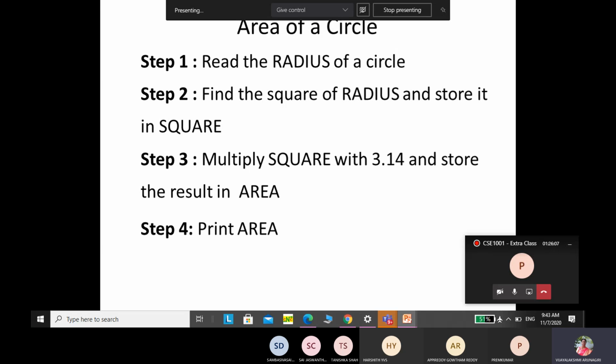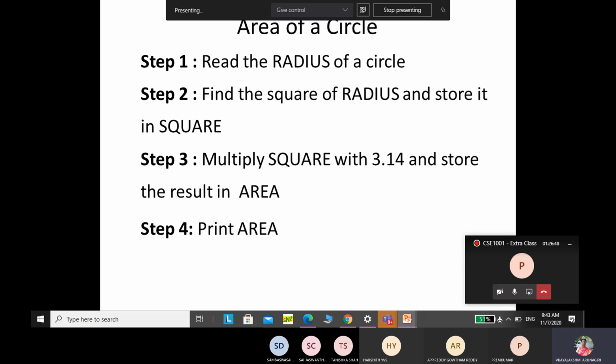Actually, this I am calling the algorithm. Here in sentences I have written: read the radius of a circle and find the square of the radius and store it in square, multiply square with 3.14 and store the result in area, print area. So in a detailed way, can you follow what I'm telling? Here I have detailed it, because I'm storing this value in area, or directly I can give area equal to 3.14 into square of radius. So if you are writing in detail in English sentences, then it's an algorithm.